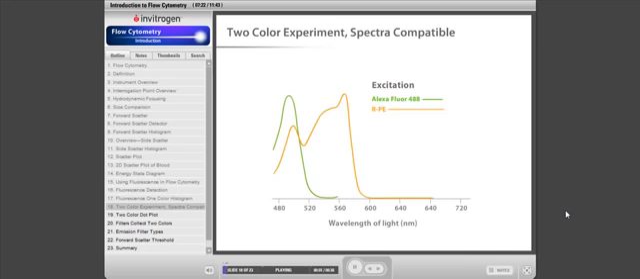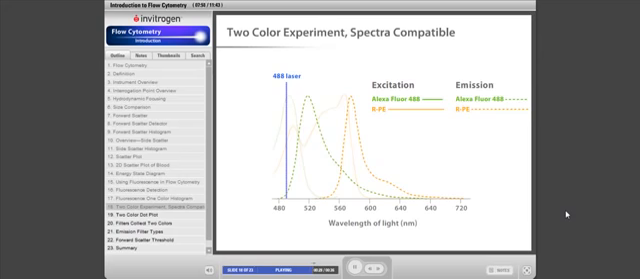What if we want to do a two-color experiment? We need to look at the spectra of the two fluorophores to see if they are compatible. Alexa Fluor 488 and phycoerythrin, or RPE, are commonly used together. For these two fluorophores, 488 nanometer light is an efficient excitation source. When excited with 488 nanometer light, you can see that the emission peaks for these two dyes are far enough apart so that discrete emission data can be collected. Compatible dyes, such as these, allow scientists to easily detect two colors from a single laser.